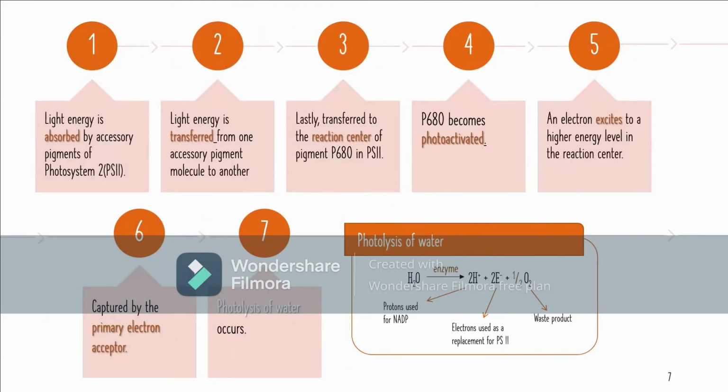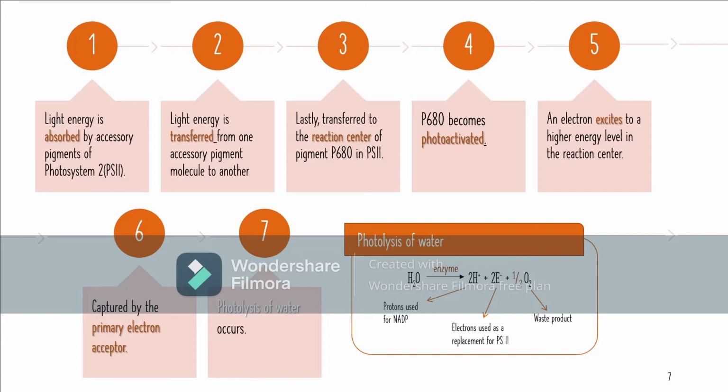Light energy is absorbed by accessory pigments of photosystem II, or we can call it PS2. Light energy is transferred from one accessory pigment molecule to another. It is transferred to the reaction center of pigment P680 in PS2. P680 becomes photoactivated. An electron excites to a higher energy level in the reaction center. The electron is captured by the primary electron acceptor, that is the pheophytin.